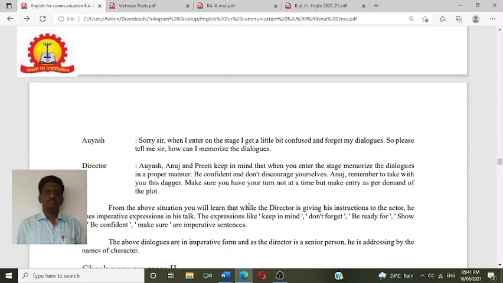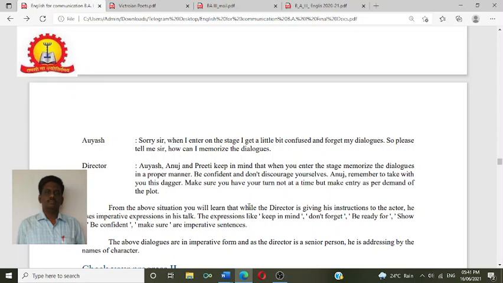Ayush: Sorry, sir. When I enter on the stage, I get a little bit confused and forget my dialogues. So please tell me, sir, how can I memorize the dialogues? Director: Ayush, Anju, and Preeti, keep in mind that when you enter the stage, memorize the dialogues in a proper manner. Be confident and don't discourage yourself. Anju, remember to take with you this dagger. Make sure you do not turn up all at a time but make entry as per demand of the plot.